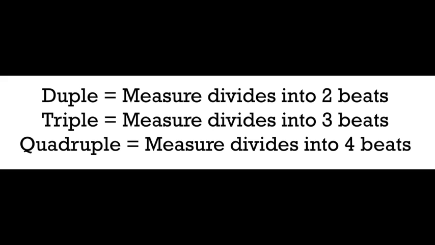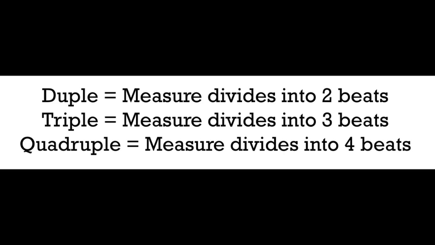We also have another way we're going to be describing meter. We're going to be describing meter as duple, triple, or quadruple, and this is also based on divisions, but it's based on a different division. It's based on how many beats we can divide our measure into. Simple and compound talk about dividing a beat into divisions. Duple and triple and quadruple talk about dividing a measure into beats.